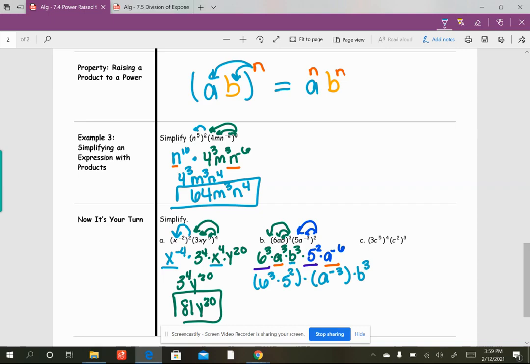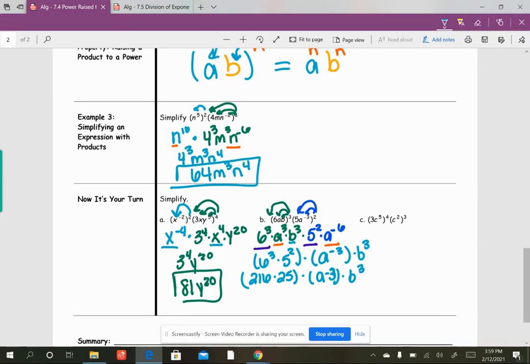So now we go back and we combine everything. So 6 to the third power is 216 times 5 to the second power is 25. We still have that A to the negative 3 and that B to the third power. So then we need to multiply 216 and 25, and you're going to get 5,400. And we look at the A, it's negative, so we immediately know it needs to be moved down. And then B can stay up at the top, it's positive. And that becomes our answer.